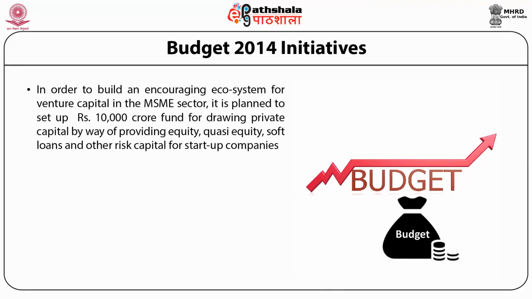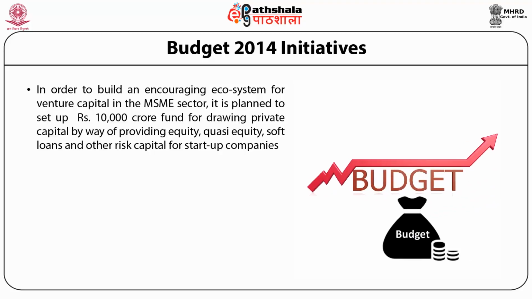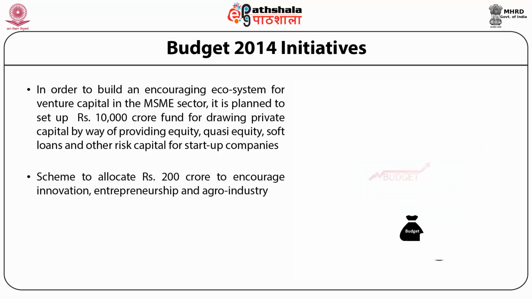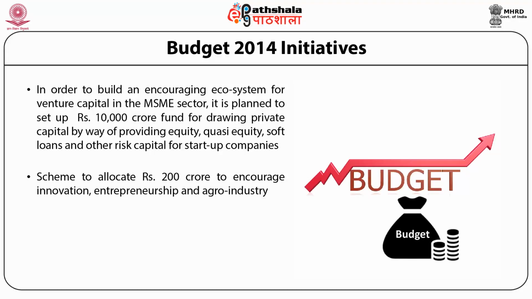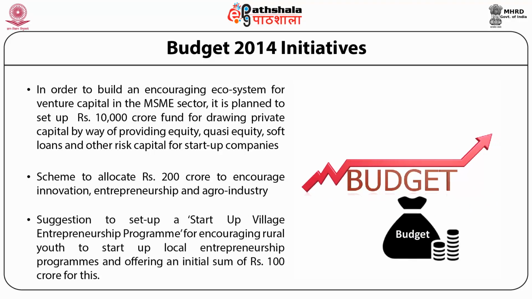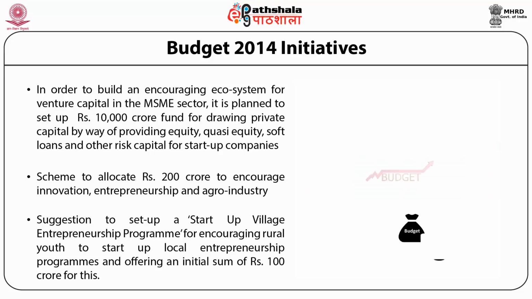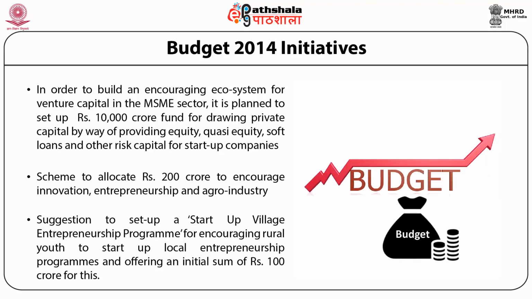In order to build an encouraging ecosystem for venture capital in the MSME sector, it is planned to set up rupees 10,000 crore funds for drawing private capital by way of providing equity, quasi-equity, soft loans and other risk capital for startup companies. Schemes to allocate rupees 200 crores to encourage innovation, entrepreneurship and agro industries. Suggestions to set up a startup village entrepreneurship program for encouraging rural youth to start local entrepreneurship programs, offering an initial sum of rupees 100 crores for this.